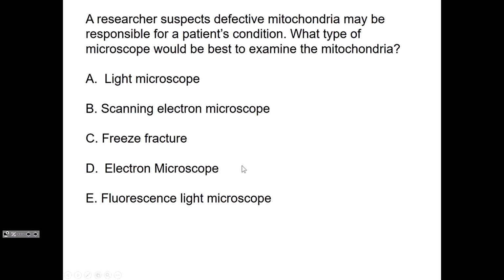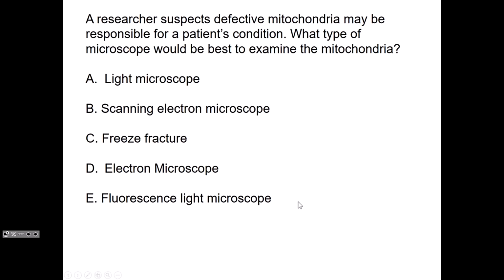So at the end of all of my lectures, I have a practice exam question, okay? So this would be typical, perhaps, of what you might see on the exam. It won't be this one, but it might be similar style. A researcher suspects defective mitochondria may be responsible for a patient's condition. What type of microscope would be best to examine the mitochondria? The operative word here is best. Would we use a light microscope, a scanning electron microscope, freeze fracture, electron microscope, or fluorescence, where we stain the cells with some fluorescent dye?